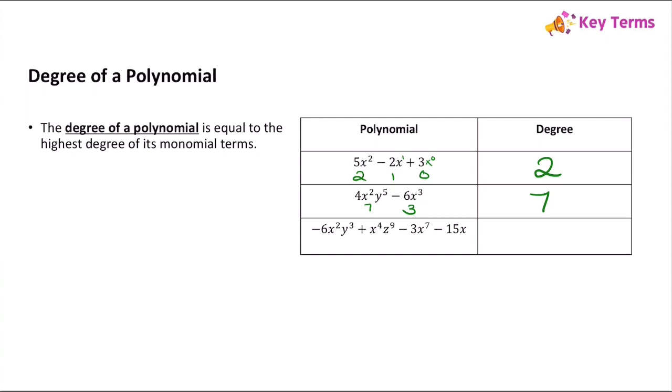Let's look at this last polynomial. So we have 2 plus 3, so first term has a degree 5. Second term has a degree 13, right? 4 plus 9. Third term has a degree 7, and the last term has a degree of 1. Okay, so the overall degree is going to be 13.